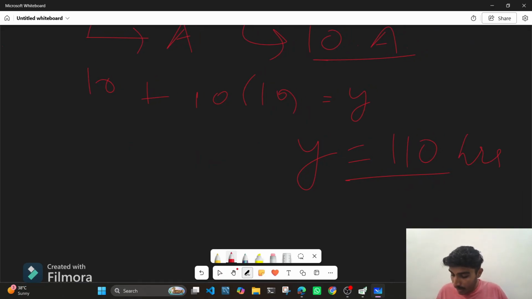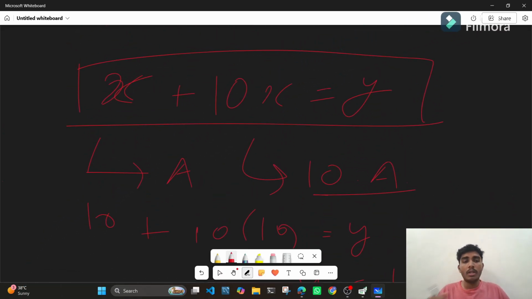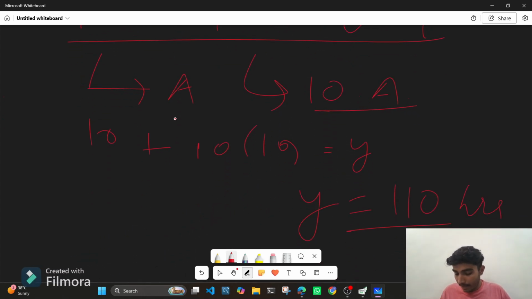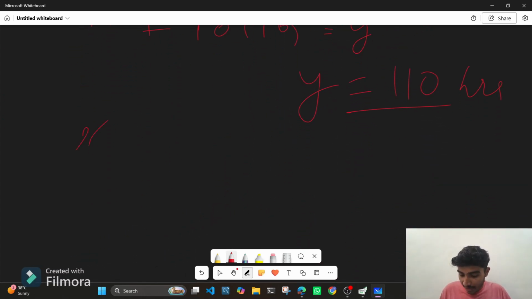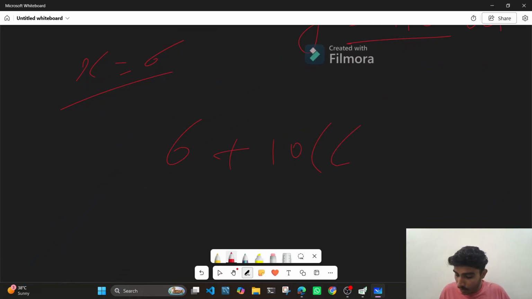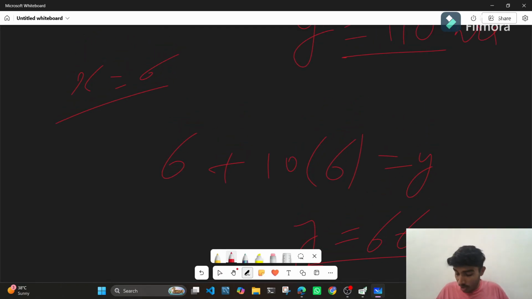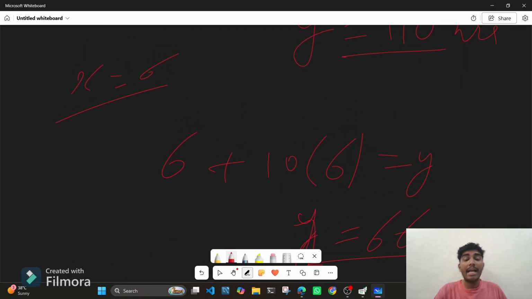So basically, this depends. Now let's say some other person is working. If he or she is more efficient than me, let's say he takes 6 hours to do the work. So if I say x is equal to 6, then the equation becomes 6 plus 10 into 6 is equal to y. Therefore, the value of y becomes 66. So the value of y changes as the input changes. I hope this is clear.